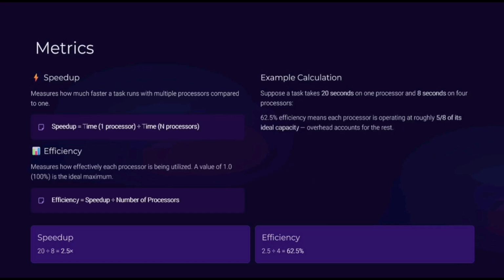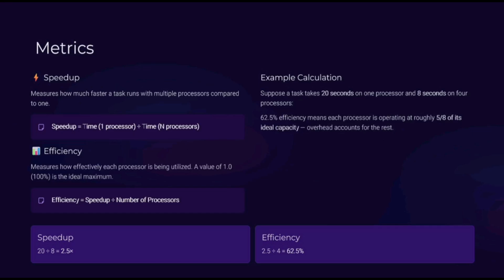The second metric is efficiency. Efficiency tells us how effectively the processors are being utilized. Efficiency is calculated by dividing speedup by the number of processors. If efficiency is high, it means the processors are being used effectively. If efficiency is low, it means some processing power is being wasted.